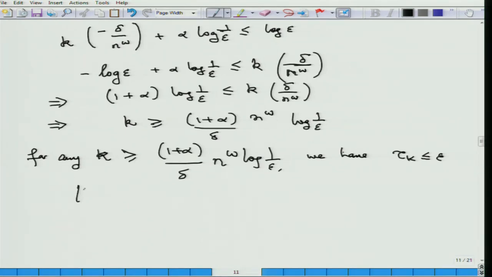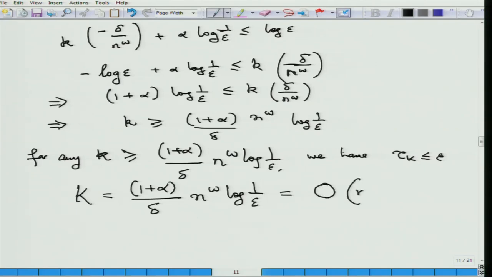So, if I say k is equal to 1 plus alpha times n omega by delta log of 1 by epsilon, and I take this as the constant c, this is nothing but order of n omega log of 1 by epsilon. So, here I have expressed the whole thing as a function of the problem data, and that shows that the problem is polynomial time.